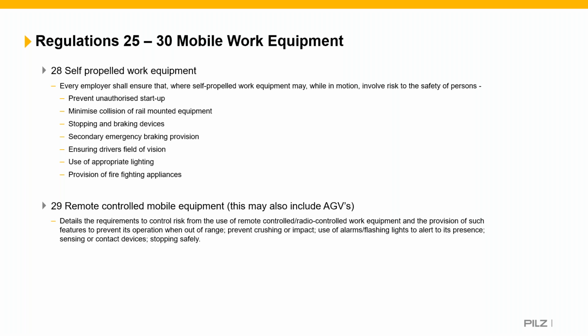We may also need to think about things like alarms, flashing lights, so that other people in the area of the mobile equipment are aware of its movement or its presence. And there are sensors on there to prevent contact with any people and things that might be in that same environment or come close to it.